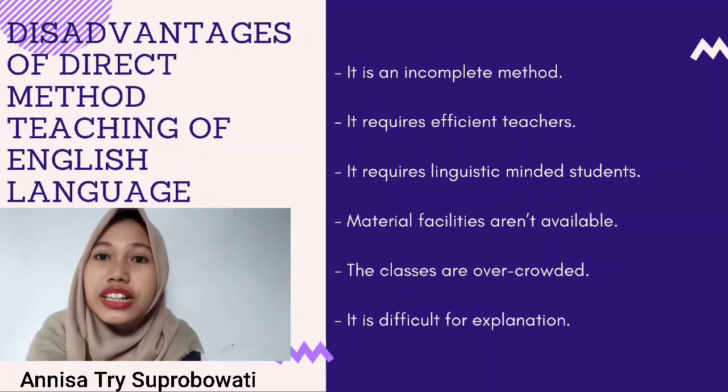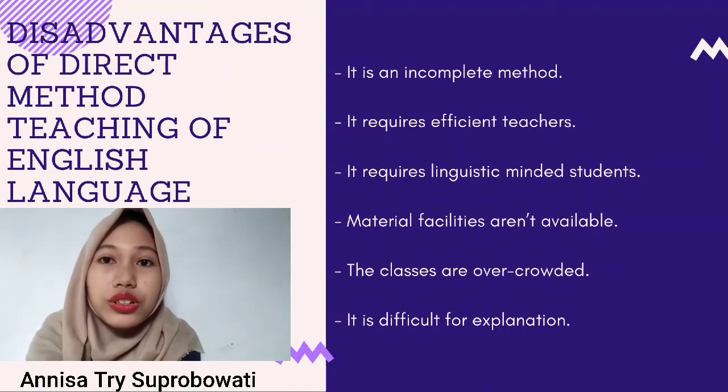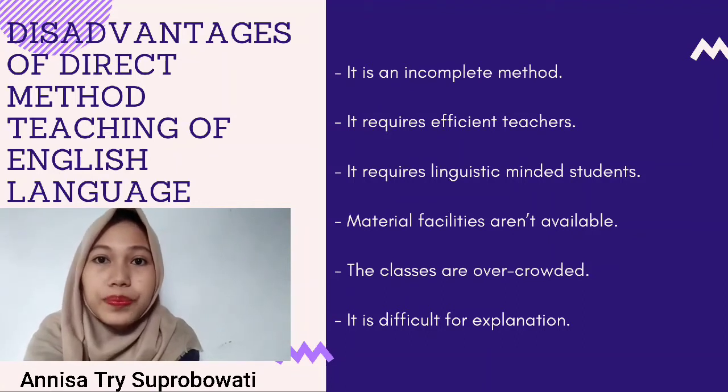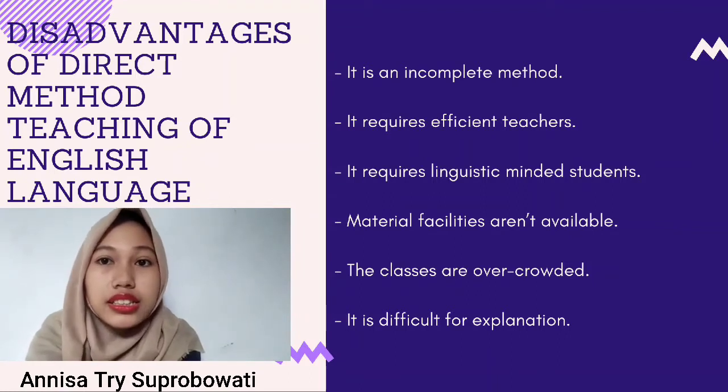Fourth, material facilities are not available. The direct method requires the use of audiovisual aids, but these are not available in a majority of our schools. Fifth, the classes are overcrowded. Small classes are needed for the direct method so that the teacher can pay individual attention. But in the majority of schools, the classes are very large.